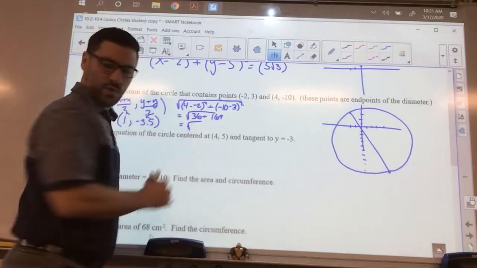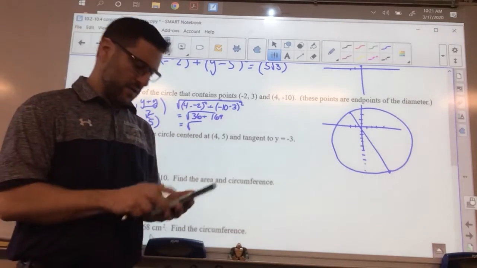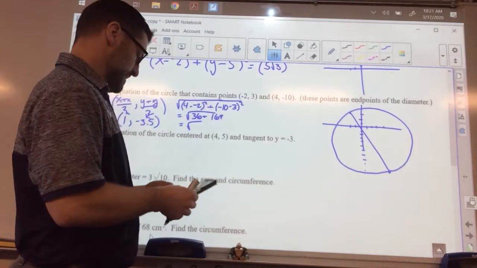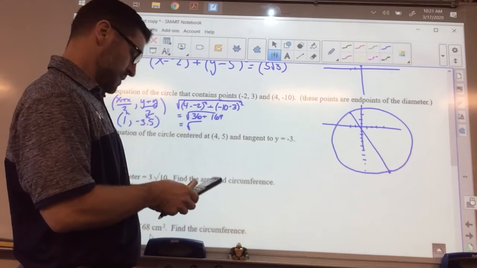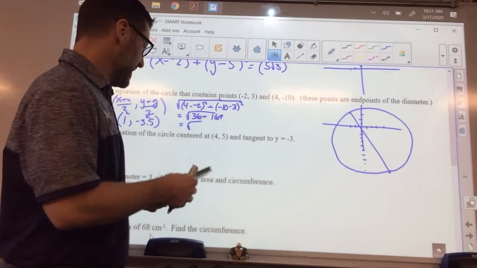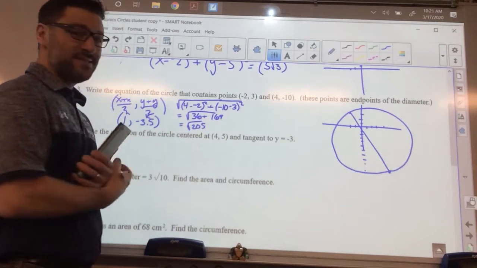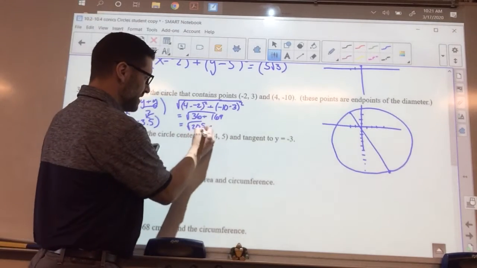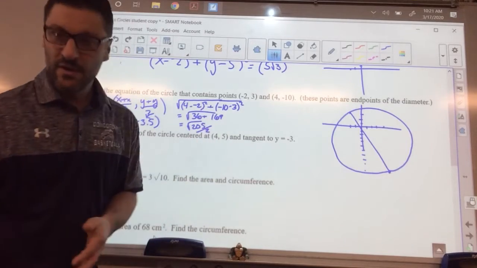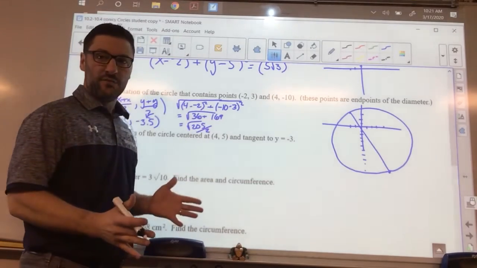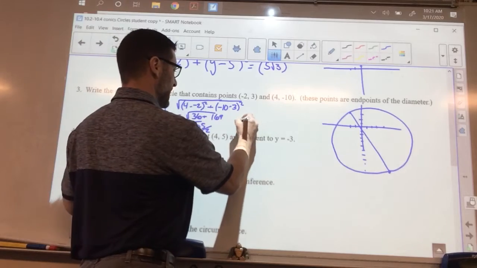And I will square root that, and I also have a calculator here, so I'm going to use it. 36 plus 169. I got root 205. Okay, that's the diameter. Divided by 2 is the radius. We're ready to write the equation. It's going to look a little funky, but that's okay.